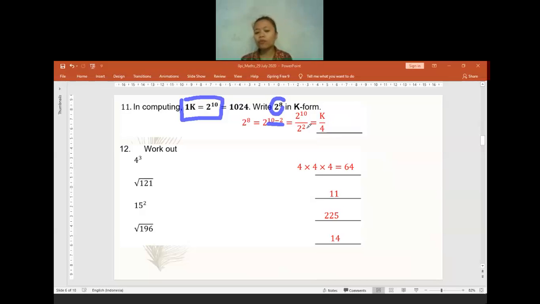Now 2 to the power of 2 will be equal to 2 times 2. 2 times 2 will be equal to 4. That's why it will be k per 4.